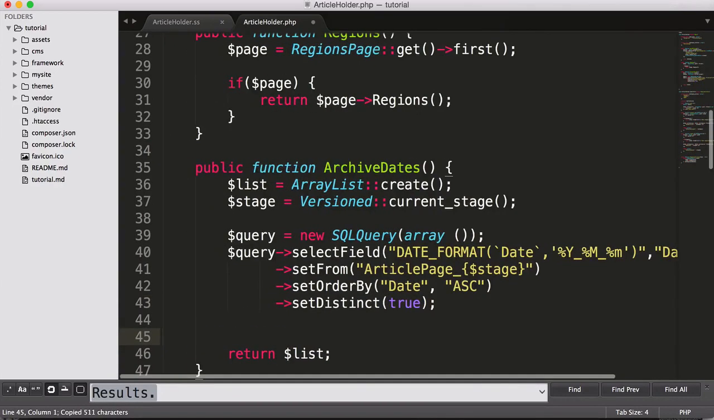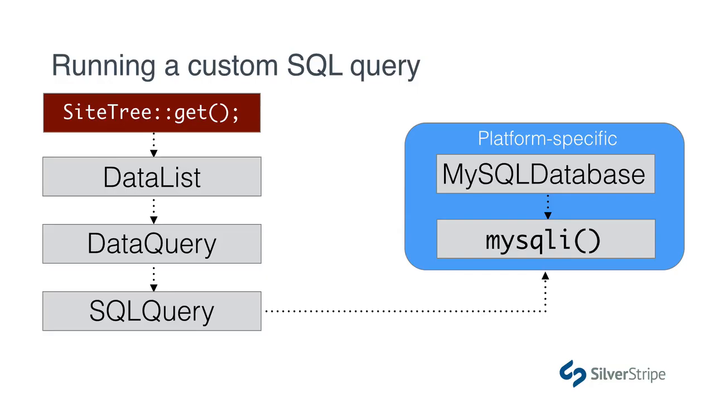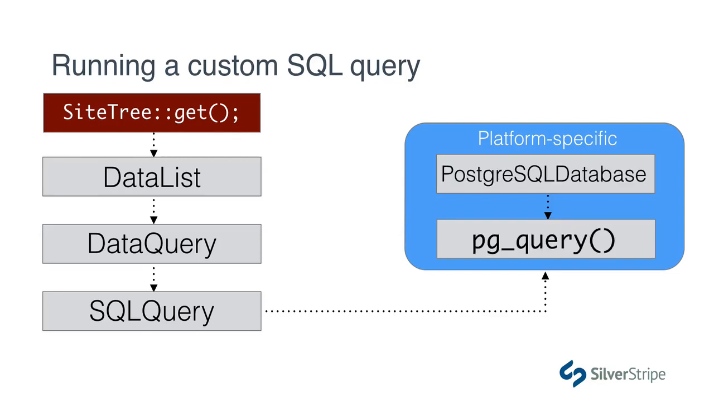Now, the main advantage to this layer of abstraction is that it's platform agnostic, so that if someday you change database platforms, you don't need to update any syntax. All queries end up in SQLQuery eventually. SiteTree::get, for instance, is just a higher level of abstraction that builds a data list, and that goes to a data query, which eventually becomes a SQLQuery object.